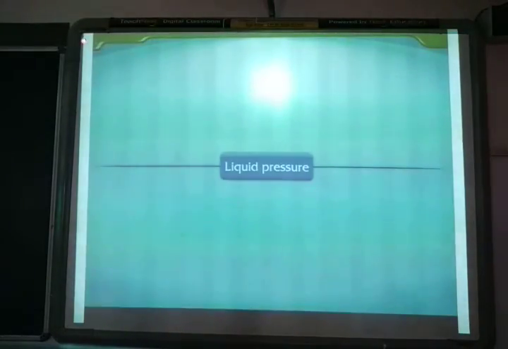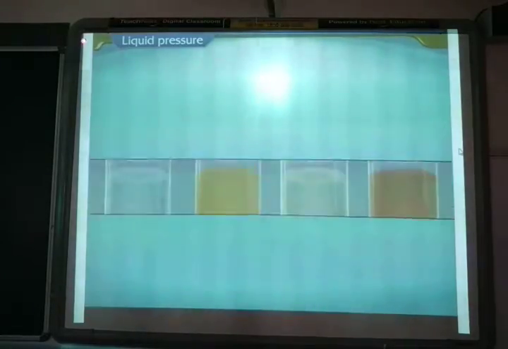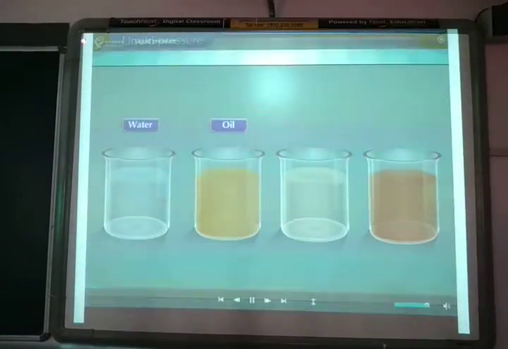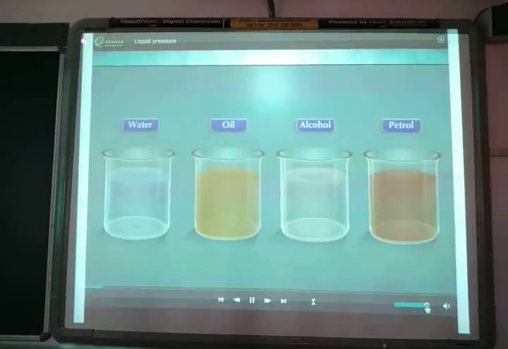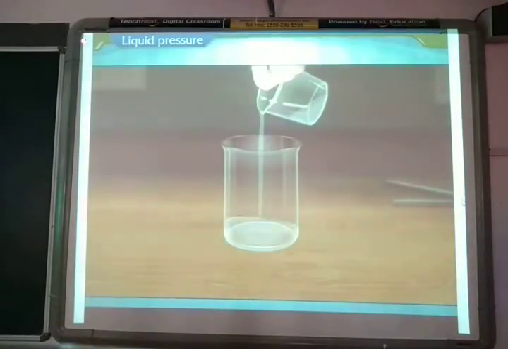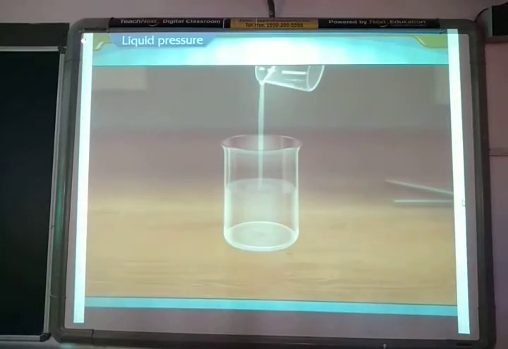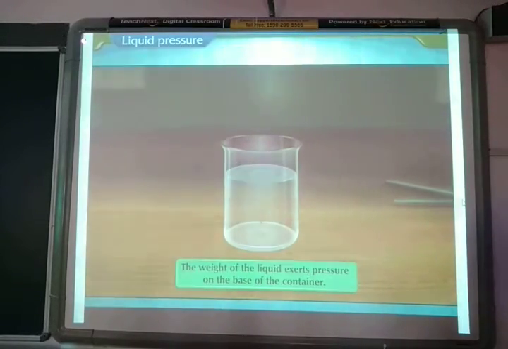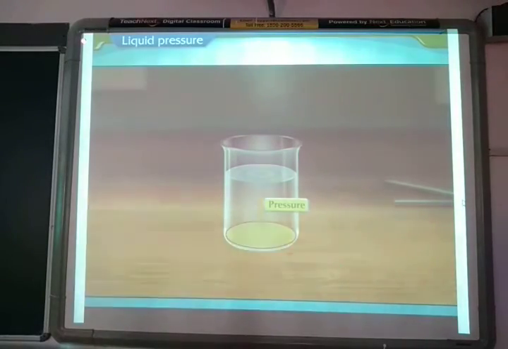Liquid pressure. Liquids like water, oil, alcohol, petrol, etc. possess weight, and so they exert pressure on the base of the container in which they are stored. That is why when we pour liquid in a container, the weight of the liquid exerts pressure on the base of the container. This pushes the liquid down to the base of the container.